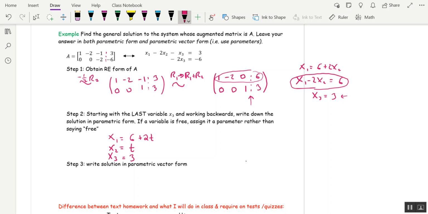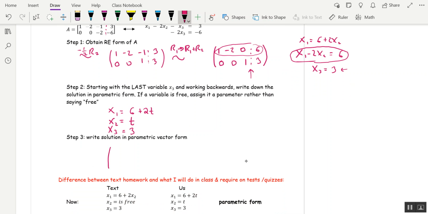Now I'm going to write that solution in vector form. So I'm going to write x1, x2, x3 as a vector. So instead of 3 equal signs, I'm going to have 1. And sometimes it's nice just to write x bar, which stands for the vector x1, x2, x3. And then think of this as 6 plus 2t, 0 plus 1t, 3 plus 0t. You're going to do this mentally. You're not going to write this on paper. The first vector you're going to write down is the constants, 6, 0, 3.